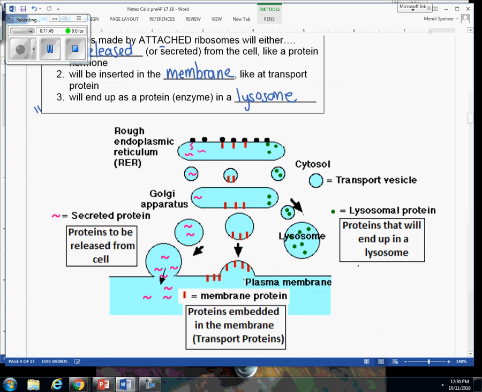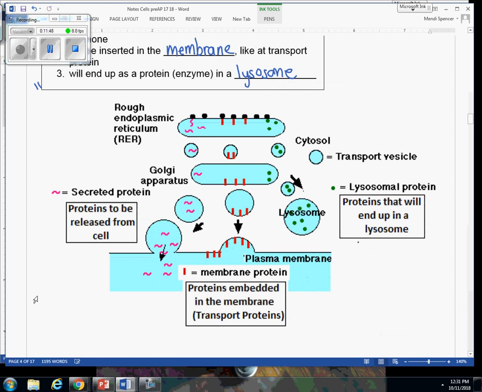That's what this next diagram is attempting to show you. You can see that we have a structure here, and it's labeled the Rough ER, and so that must be a ribosome. And these ribosomes are making these different proteins and putting them in the Rough ER. And here we see that they're now being packaged up in vesicles, and they're being sent to the Golgi. And the Golgi can modify and tag them for three different destinations. So these proteins are being released. We have that right here. These proteins are being embedded, and then these proteins are just becoming enzymes inside of a lysosome.